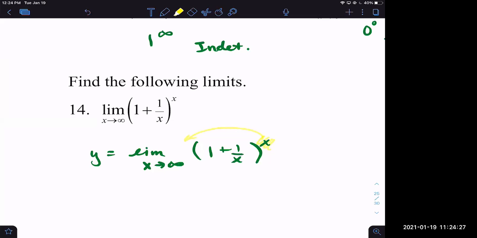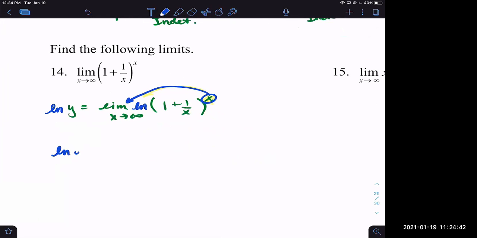Logs. Yep. So I'm going to choose to take natural log of each side. Taking natural log allows me to bring that power down and write it in front as a coefficient. So now I have natural log of y equals, I still have this limit. The limit just stays in front. I'll deal with that later. And the x came down in front, so it's x times natural log of that.